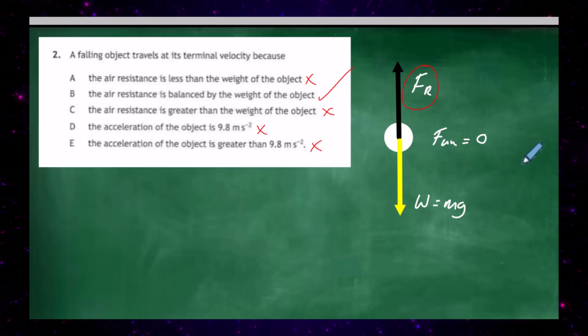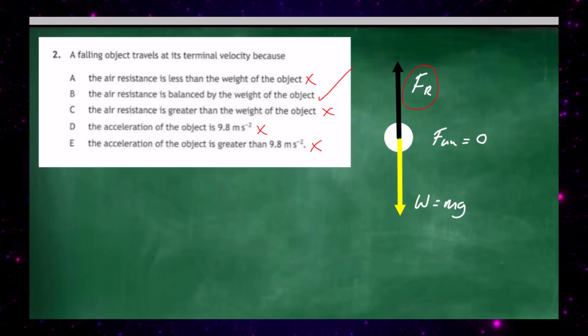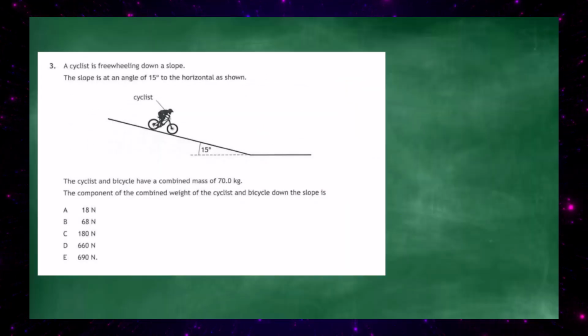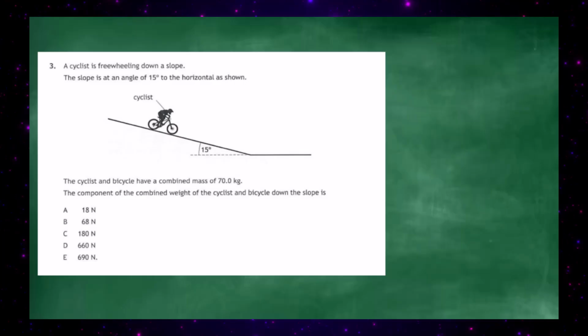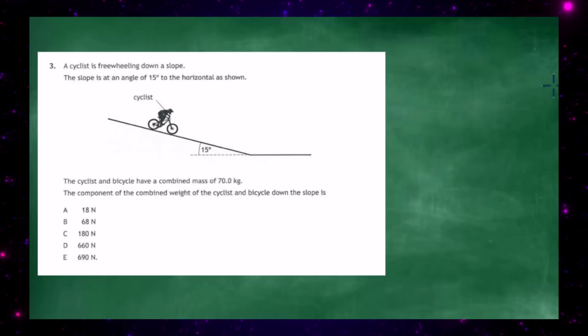So 2, answer is B. Question 3. A cyclist is freewheeling down a slope. The slope is at an angle of 15 degrees to the horizontal as shown. And the cyclist and bicycle have a combined mass of 70.0 kilograms.